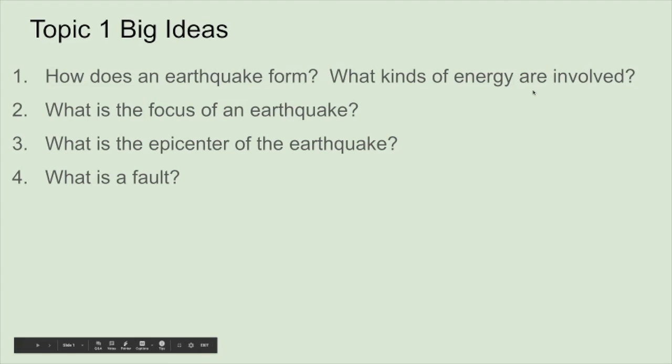Okay, and here are the big ideas. Hopefully after going through, you are able to look at these and formulate a response. If not, maybe go back and see if you can find them, because these are the big takeaways you should have.